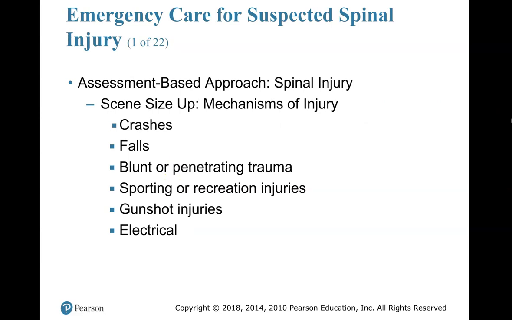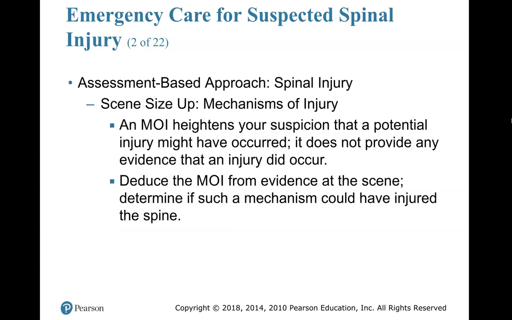Assessment-based approach. Scene size up. These are your mechanisms of injury: crashes, falls, blunt or penetrating trauma, sporting or recreation injuries, gunshot injuries, and electrical injuries. An MOI heightens your suspicion that a potential injury might have occurred. It does not provide any evidence that an injury did occur. So it might have occurred, but you always need to have that high level of suspicion.